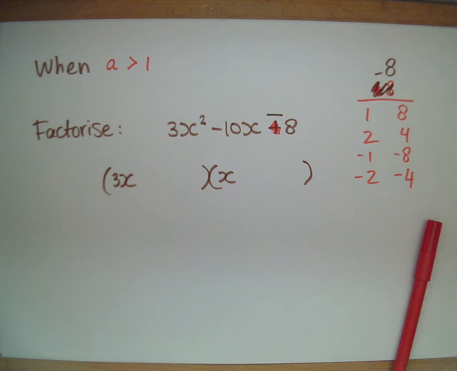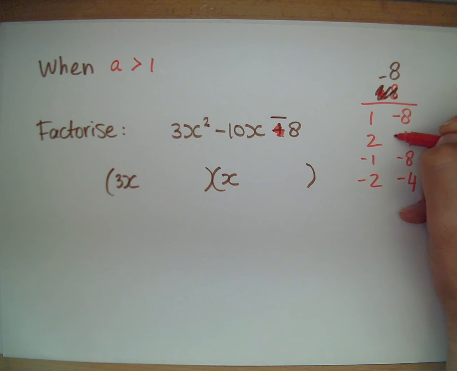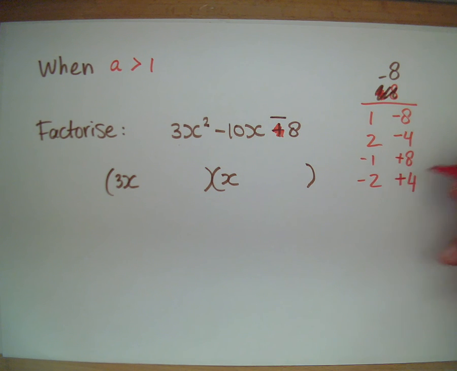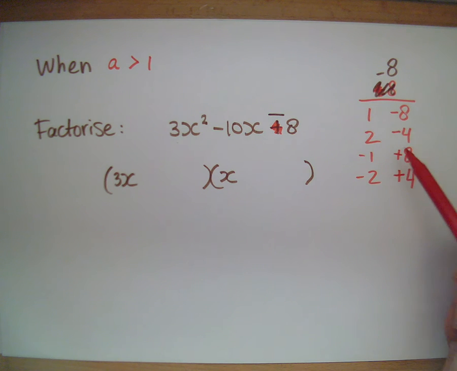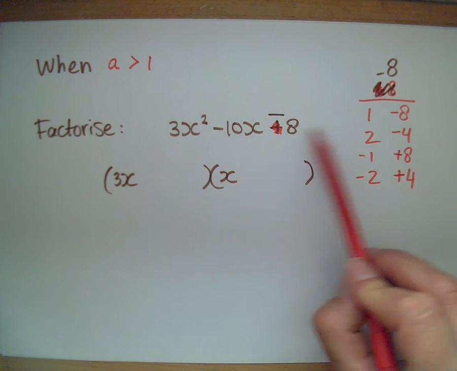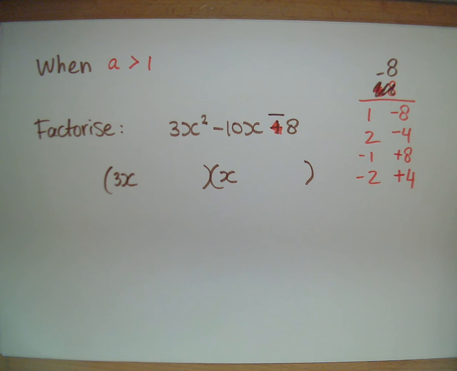Okay, so how do I get negative 8? It would be 1 times negative 8, 2 times negative 4, or negative 1 times positive 8, or negative 2 times positive 4. We can fix this. Okay, so I'm looking for a combination of two numbers where one of the two is going to be multiplied by 3, and then they'll add up to negative 10.